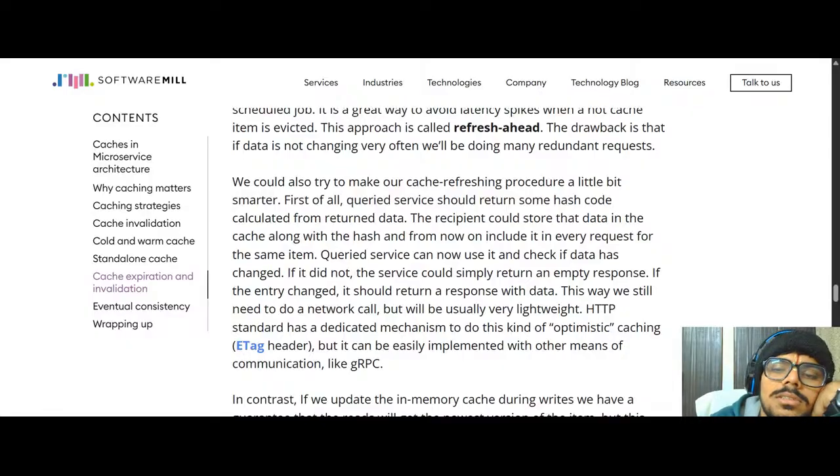Yeah, but still we usually have very lightweight processing. It won't interfere with the main processing that is going on at the moment. The standard has a dedicated mechanism to do this optimistic caching, the E-tag header, but it can easily be implemented with other means of communication like gRPC. I can easily apply it along with gRPC through Golang. That's awesome.